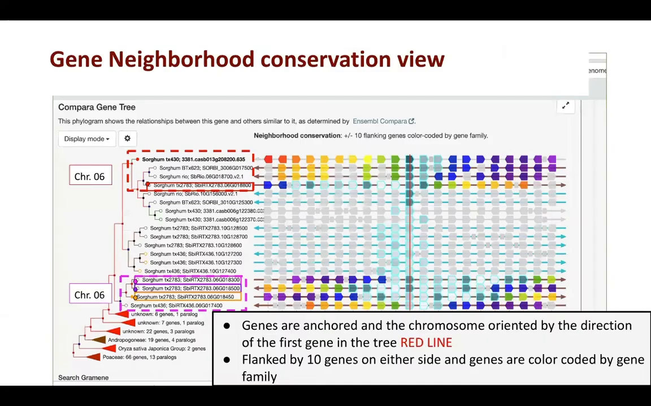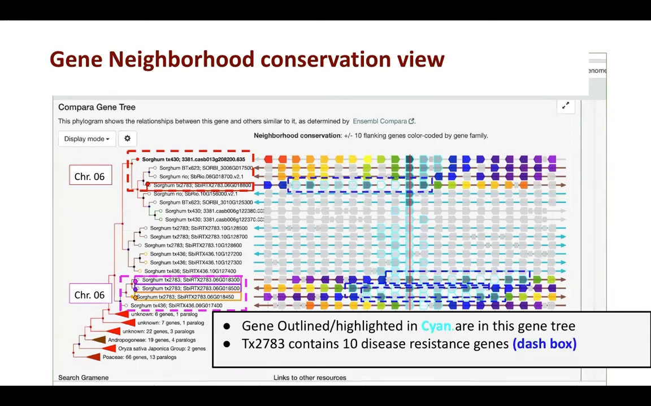Gene neighborhood analysis of the resistance genes in this region revealed a cluster of 10 resistance genes in the SCA locus, as you can see from this view. There are only three resistance genes in this region in BTx623. So it's possible that gene deletion in BTx623 plays a very important role in response to sugarcane aphid infestation.